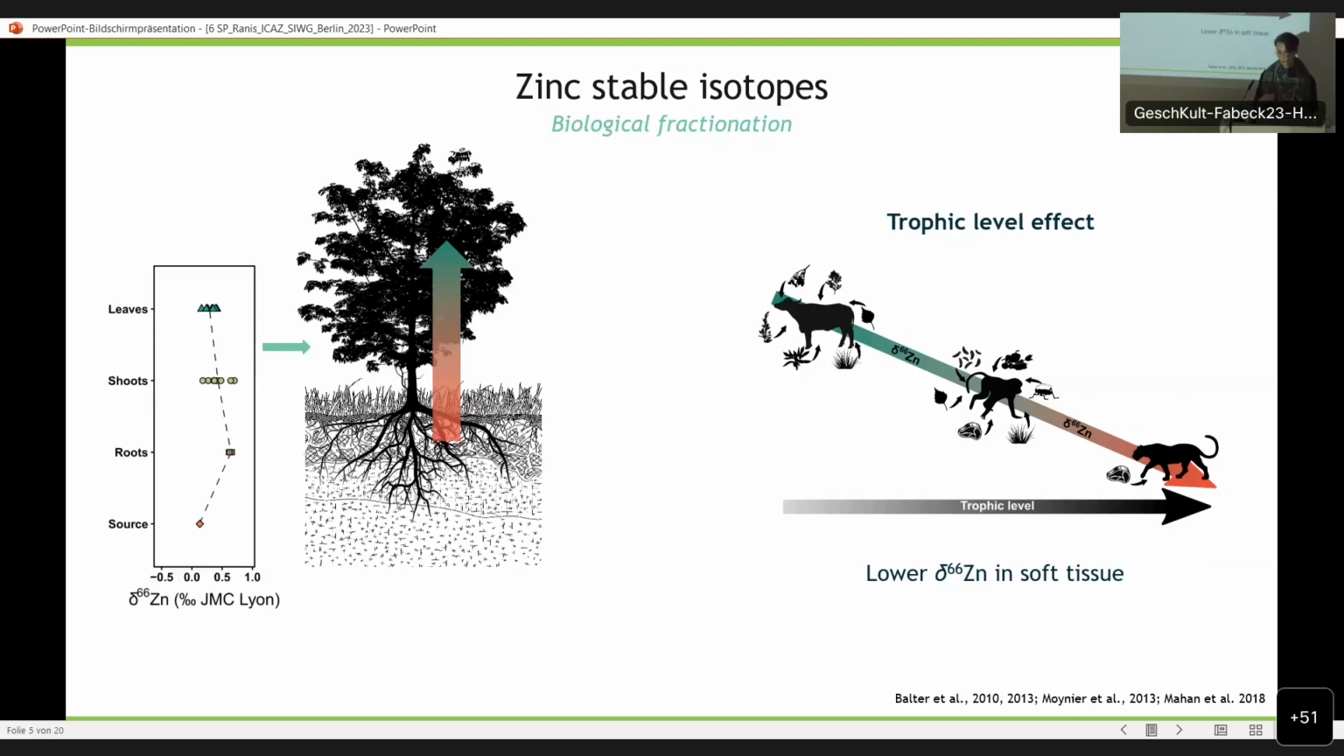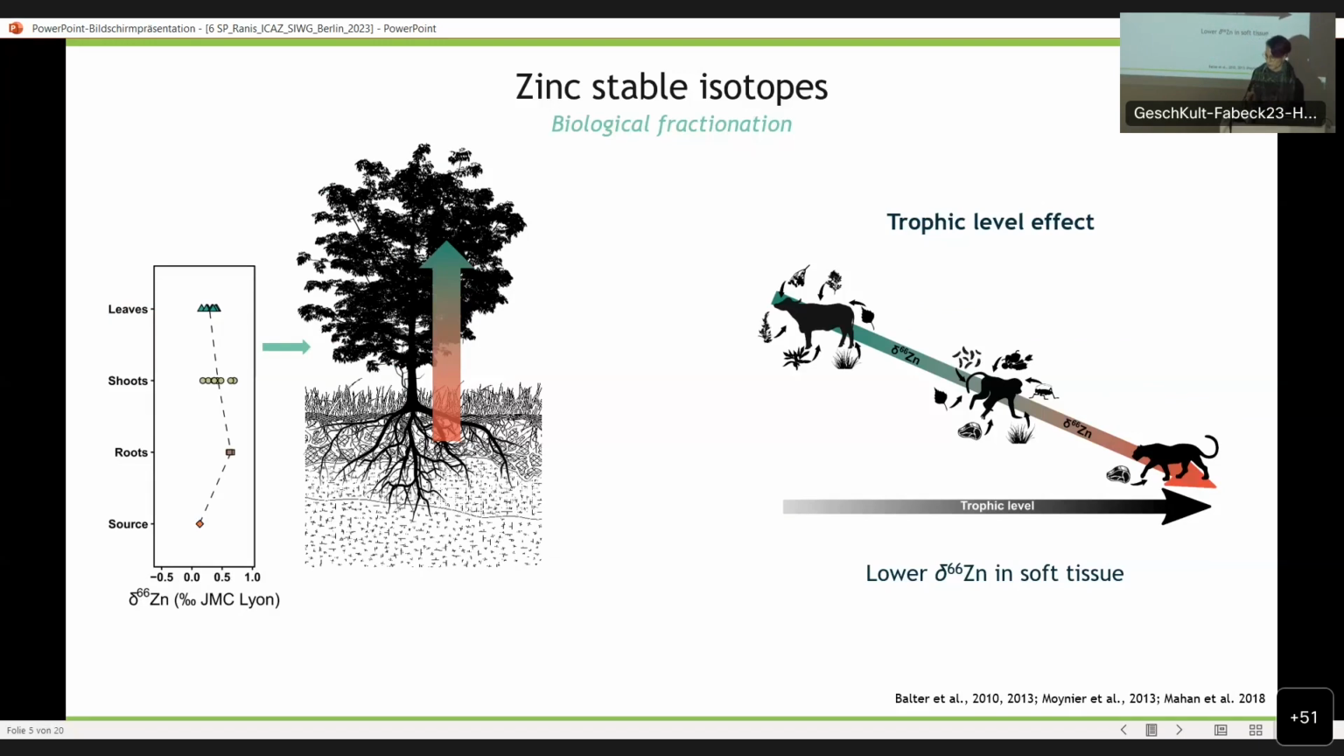But we also see variability in the plant biome. And the biggest effect that we know about at the moment is a translocation effect. Roots tend to have relatively high stable isotopic ratios, and then the further you get up inside the plant, distance-wise, the lower your isotopic ratios are going to be.